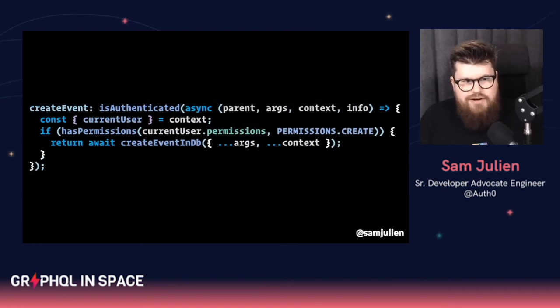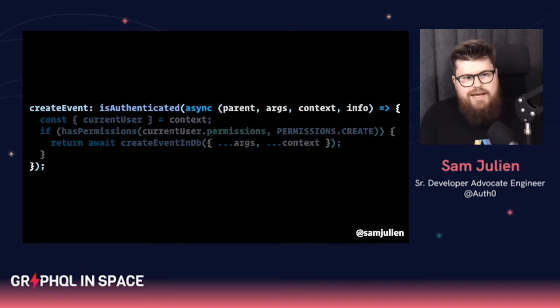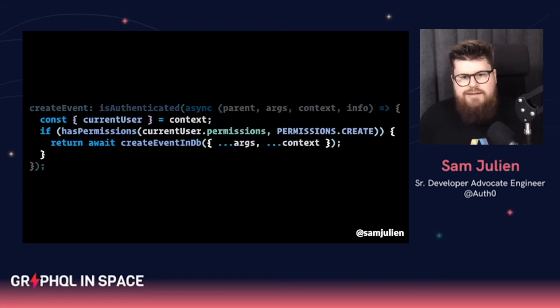We have our isAuthenticated, so this is our create event resolver again. And we've got our isAuthenticated higher order function that's wrapping the rest of the resolver. So we can check for it, and if all goes well, then we're going to have the current user in our context. Remember, we were throwing an error in the isAuthenticated function, so we won't reach this point if we're not authenticated. Otherwise, we can go ahead and check the permissions and create the event in the database.